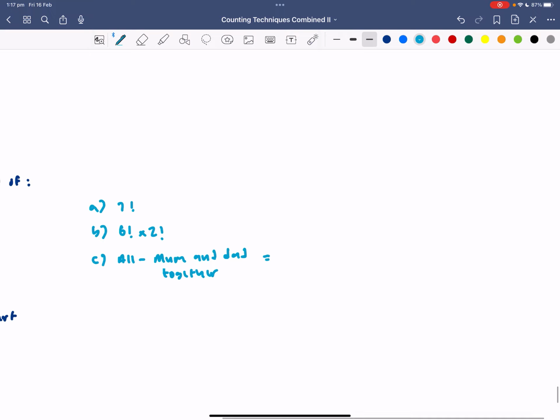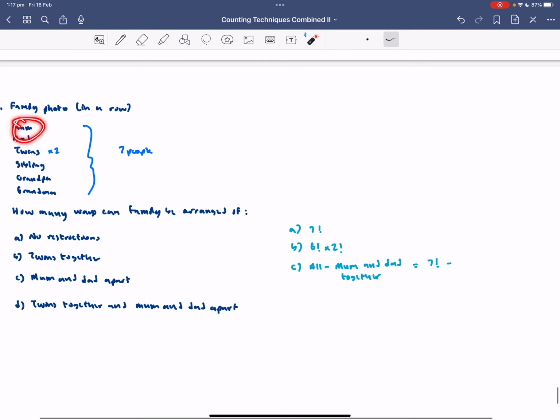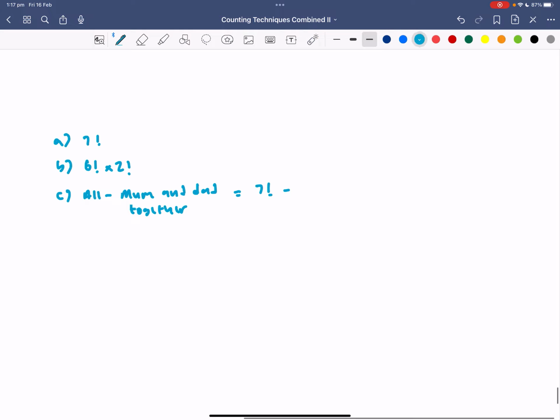So what's that going to be? All the ways is 7 factorial minus where the mum and dad are together. Now just think about it, guys. There's nothing special about mum and dad compared to the 2 twins. Do you know the number of ways that twins can be together? 6 factorial times 2 factorial. So I guess all the ways that mum and dad can be together is also 6 factorial times 2 factorial, whatever that equals to. Now, those that focused last lesson, they know there's actually another way.